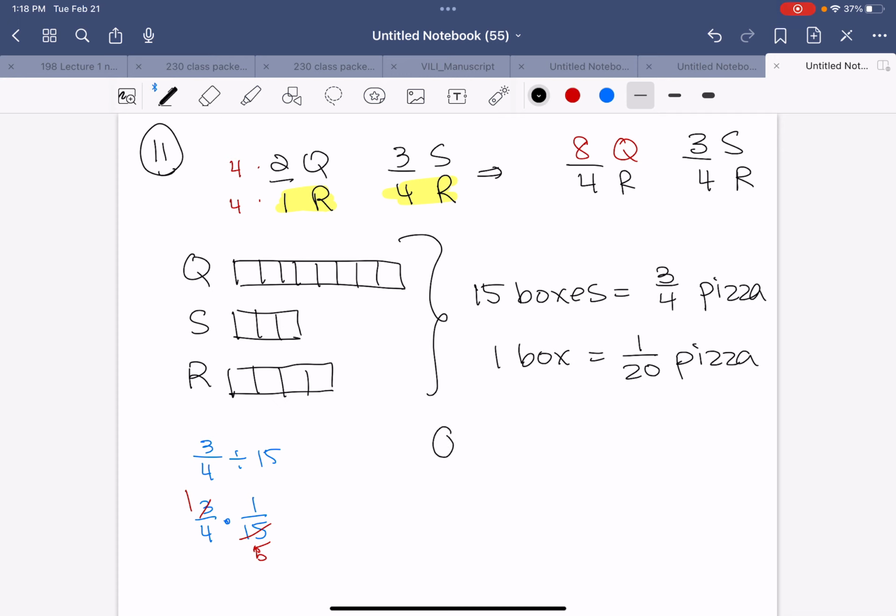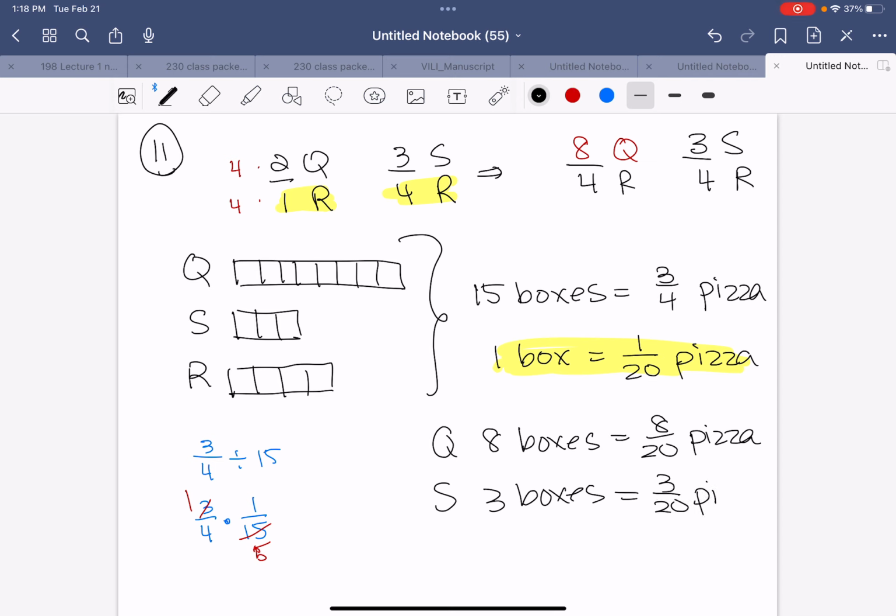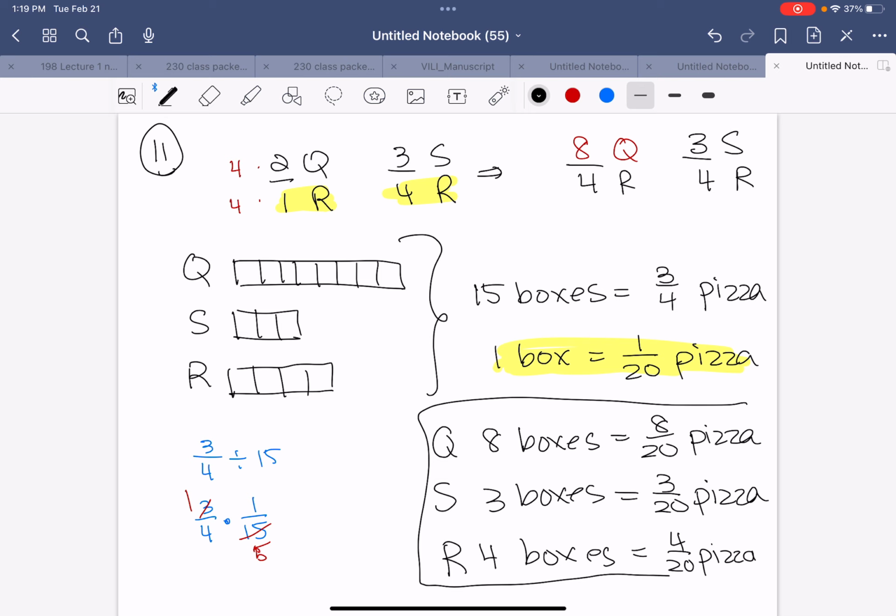So then Quinn has 8 boxes. So if you take this ratio and you multiply it by 8, that gives you 8 out of 20, which will reduce to 2/5 of a pizza. For Sue, you have 3 boxes. If we multiply both sides by 3, that gives us 3/20ths of a pizza. And Rhonda has 4 boxes. So multiply that by 4 and you get 4/20 of a pizza. And of course, those first two could reduce if you want.